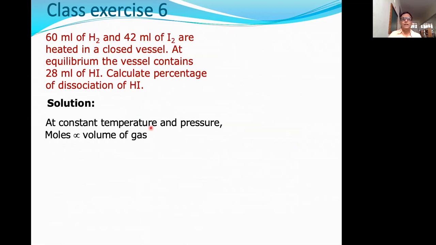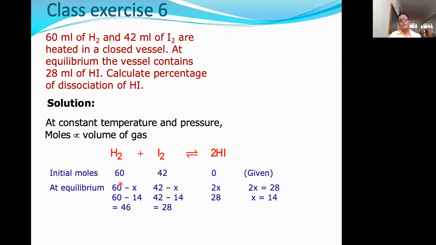Now, at constant temperature and pressure, moles are proportional to volume of gas. The reaction is H2 + I2 gives 2HI. The initial moles of H2 are 60, that of I2 is 42, and initially no product is there. At equilibrium, you can write 60 minus x for H2, for I2 you can write 42 minus x, and for product HI you can write 2x. And here 2x is equal to 28, given.